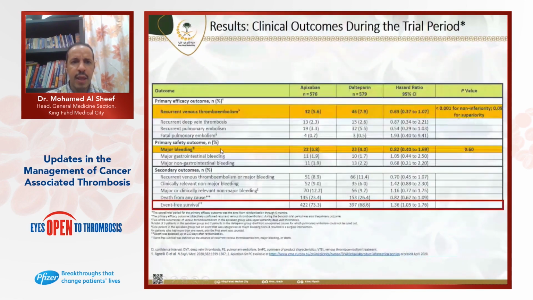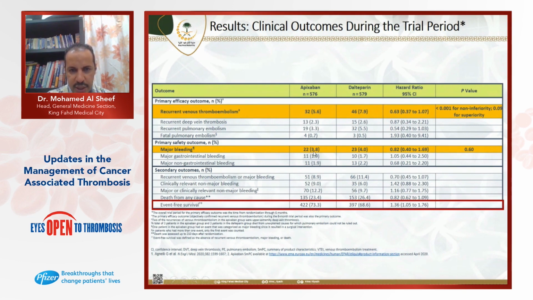cancer sites. And what are the clinical outcomes during the trial period? So you can see this is the recurrent venous thromboembolism. In apixaban you have 32, and in dalteparin 46, like 7.9%, here 5.6. So there was about a 37 to 40% reduction in the risk of recurrent venous thromboembolism, with a significant p-value for non-inferiority. So it was non-inferior. It met the objective, which is non-inferiority of apixaban to dalteparin, and showed it was not significant for superiority, but what we call a trend toward statistical significance.